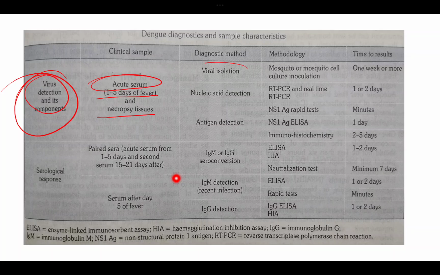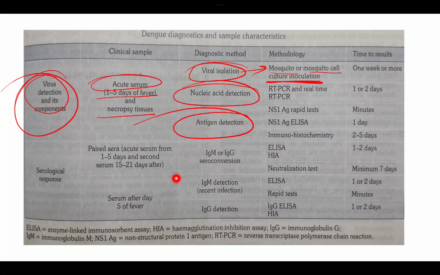What is the method we are using? Virus isolation, nucleic acid detection, antigen detection. For virus isolation, the methodology is mosquito or mosquito cell culture inoculation, and the time to show the results will be 1 week or more.